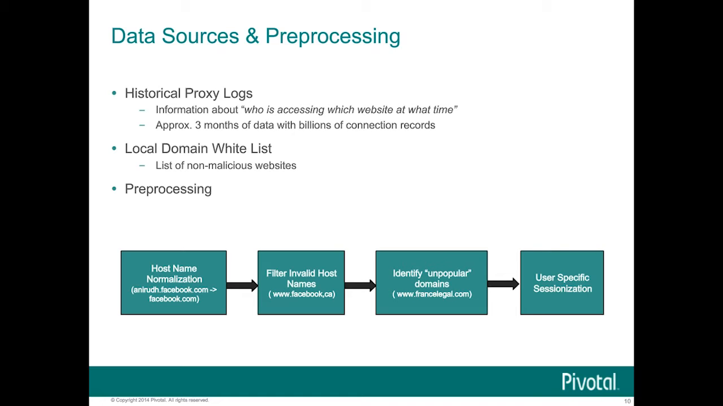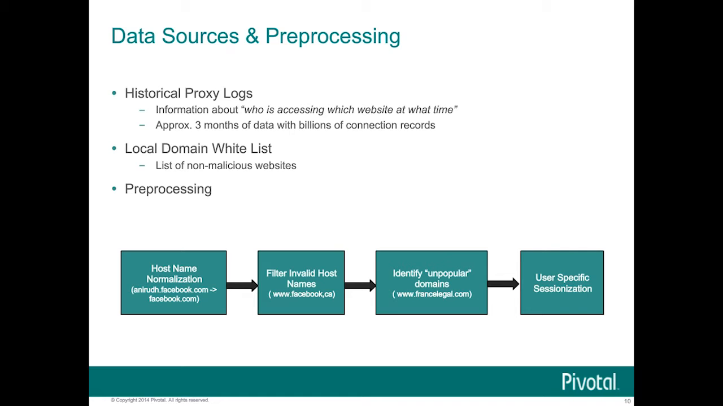So once we are done with the data gathering, the next step is to do some data pre-processing. The slide outlines the various steps involved in the data pre-processing, so we'll go into detail on each step. The first step is hostname normalization. For this kind of attack, we are more interested in the domains that people are visiting.